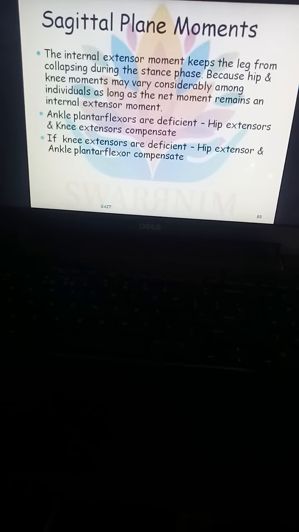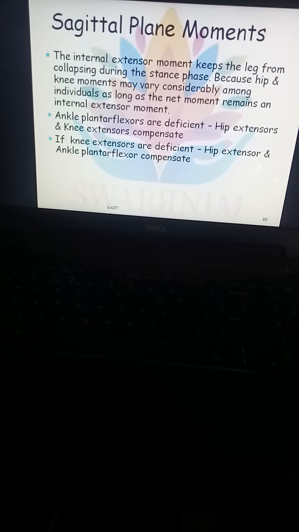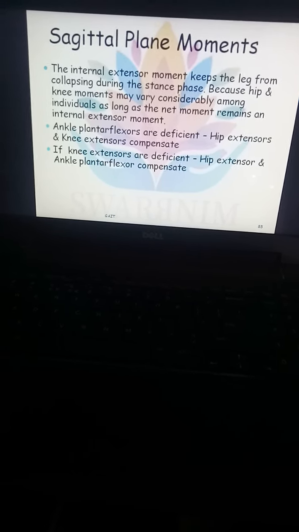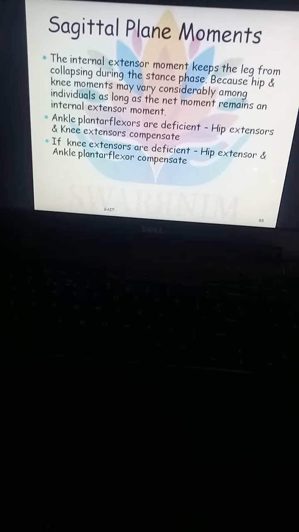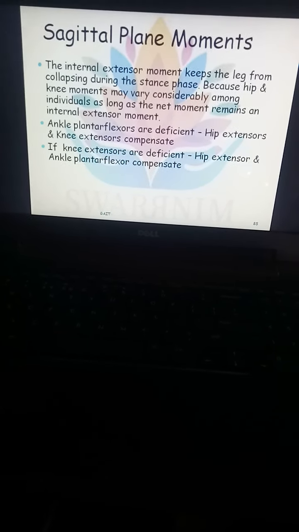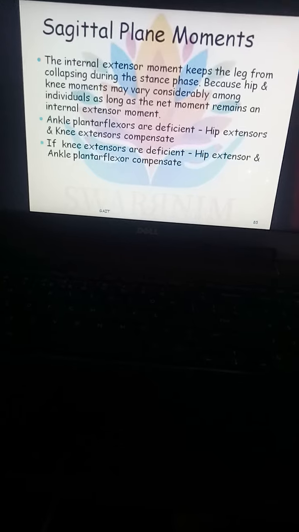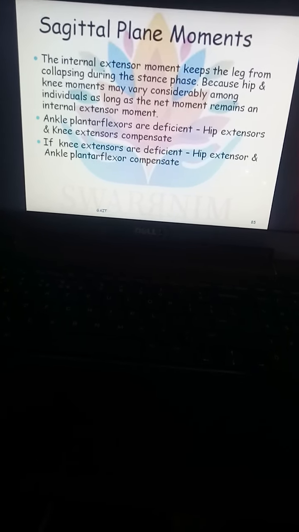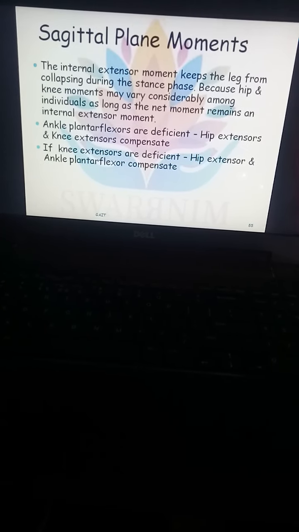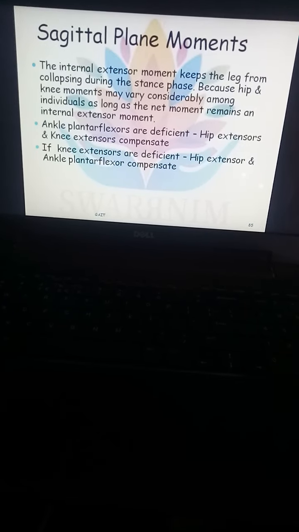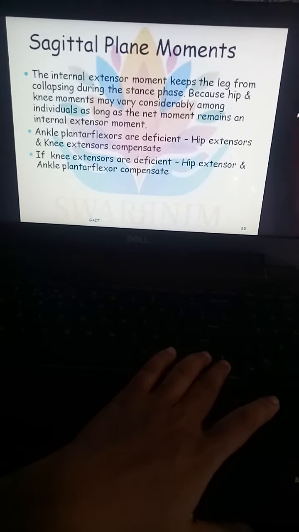Now if the ankle plantar flexors are deficient, the hip extensors and knee extensors compensate. So during the different events of the gait cycle, the hip extensors and knee extensors compensate for each other when the ankle plantar flexors are deficient. Now if the knee extensors are deficient, the hip extensors and ankle plantar flexor muscles will compensate with each other. So these are the muscles that work together to complete that event of the gait.